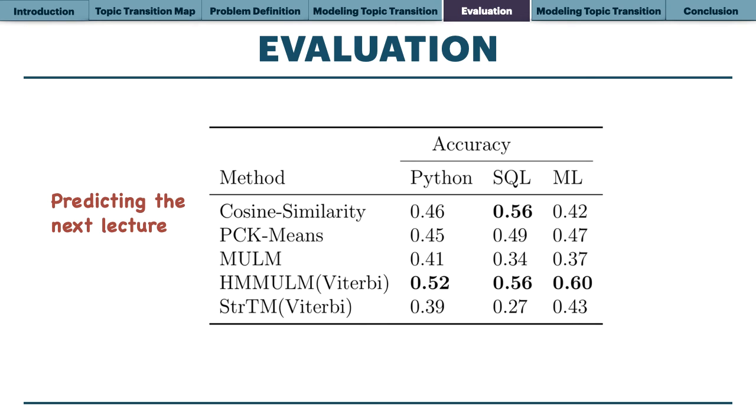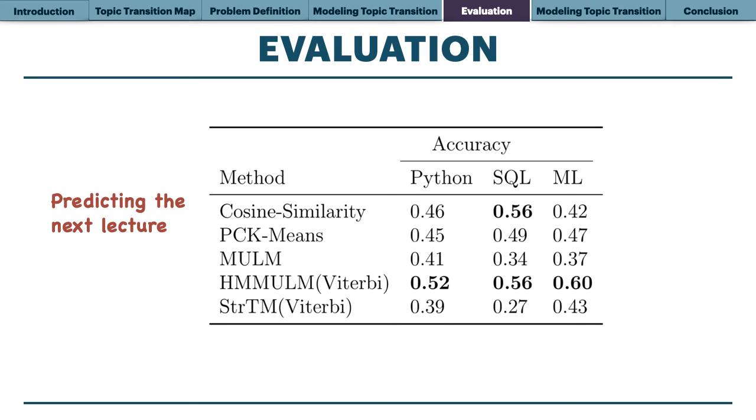As STRTM and the hidden Markov mixture model are based on the hidden Markov model, we utilize here the Viterbi algorithm to find the most probable sequence of hidden states or topics that generated the lectures in the given sequence, and then greedily choose the next probable lecture in the sequence. The hidden Markov mixture model achieves the highest accuracy in all datasets, and using the Viterbi algorithm along with the learned topic transitions helps in capturing the most probable hidden state or topic that generated the given sequence of lectures.